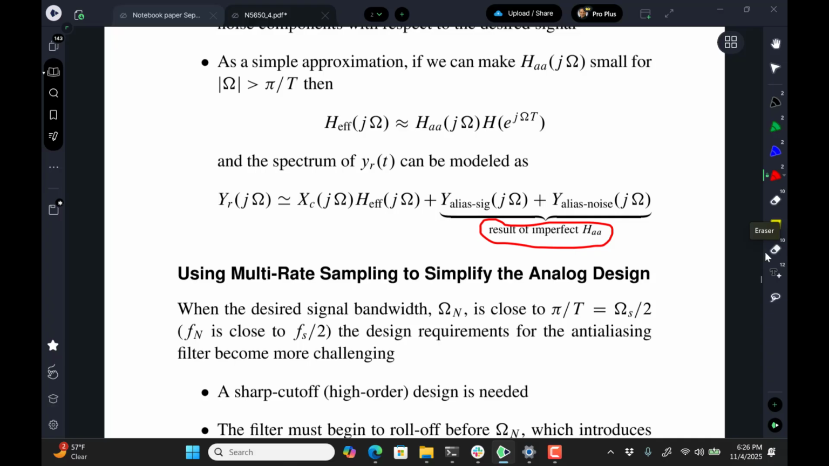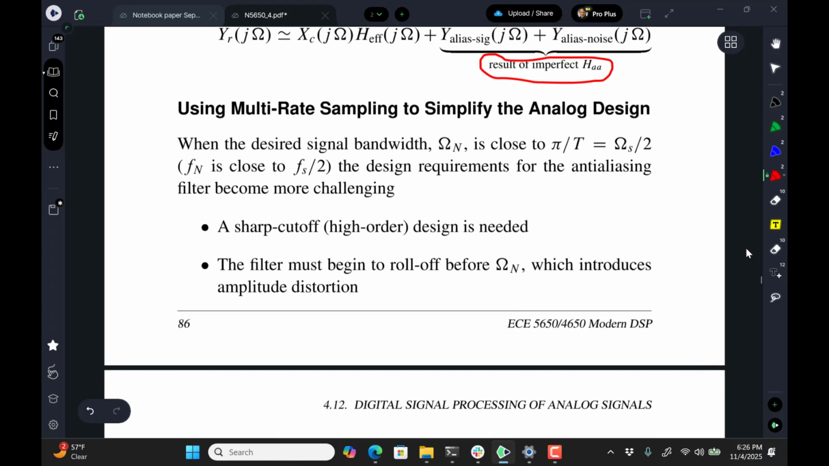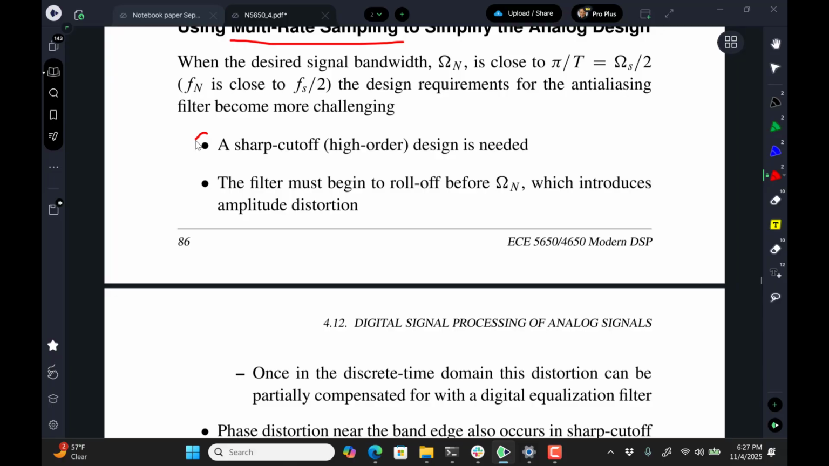So if we don't want to build that really high order anti-aliasing filter, what can we do? And the big proposal that I'm making and the book makes is multi-rate sampling. So we consider that we have to get rid of signals above the folding frequency, but maybe we are trying to avoid this sharp cutoff high order design. And if you go with that single filter design just at the sampling rate, everything has to be rolled off to avoid aliasing to the desired level by omega sub n.